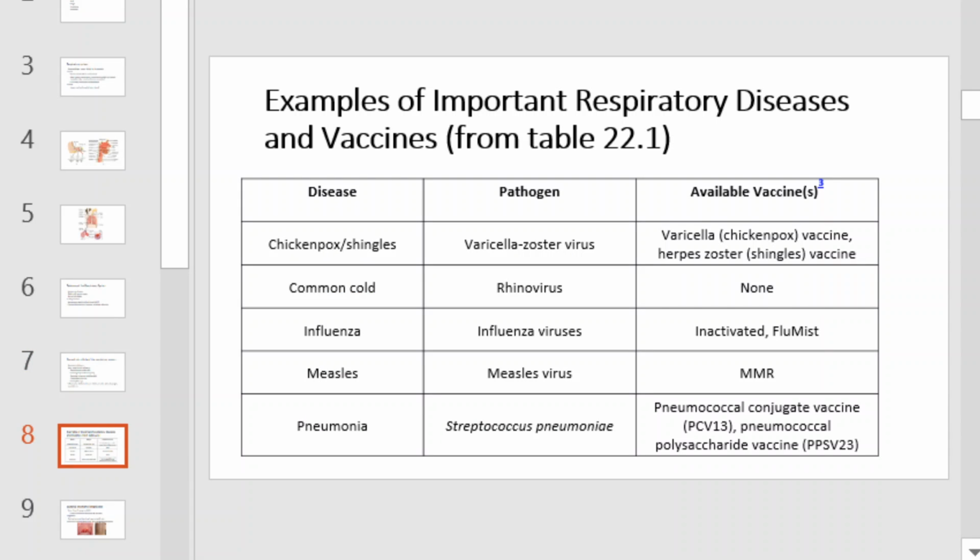This table will provide you a summary of important respiratory diseases and their vaccines. Please be sure to pause the video at this moment to familiarize yourself with the disease, the pathogen that causes it, and the vaccines that are available to prevent it.